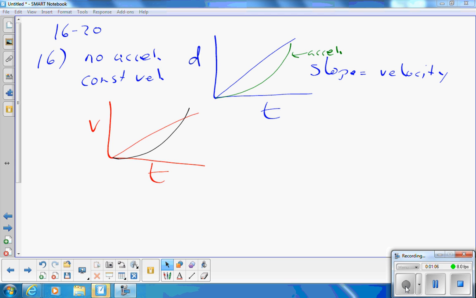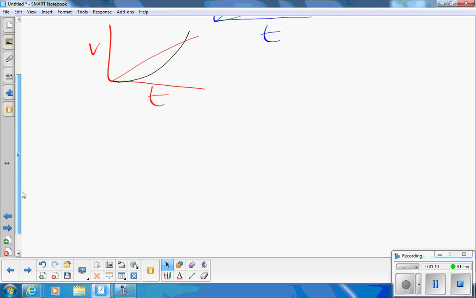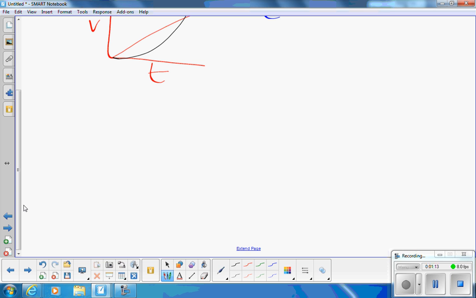That's never going to be a right answer on a Regents exam. What do you think about that? That's actually like an increasing acceleration. Okay, moving on to number 17.